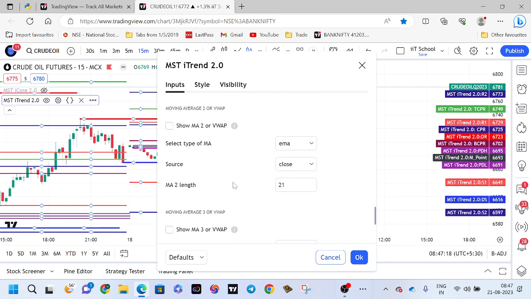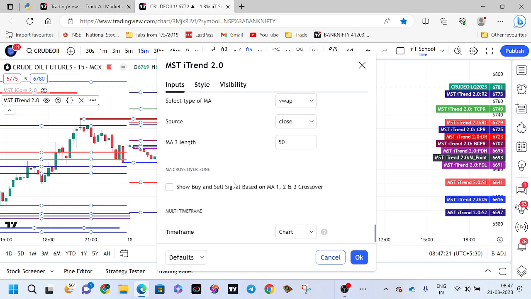And we have given moving averages here. It was given already in the MST iCore 2.0. Since we have added some more features in that indicator, there was no space left. That's why we have changed it into iTrend 2.0.